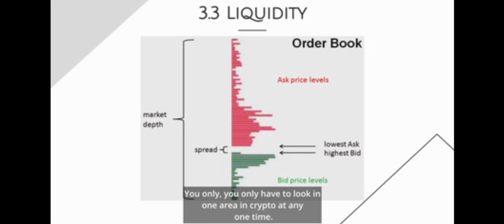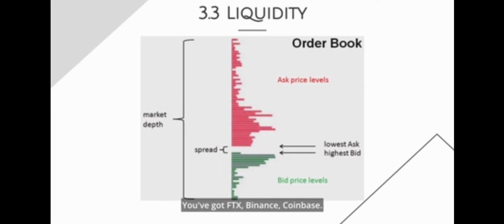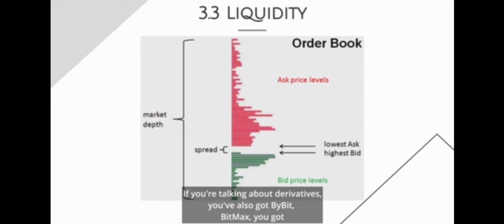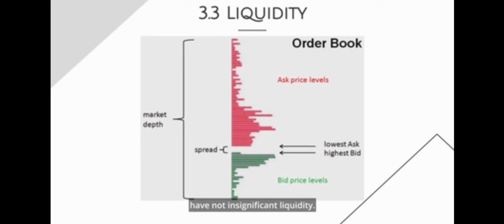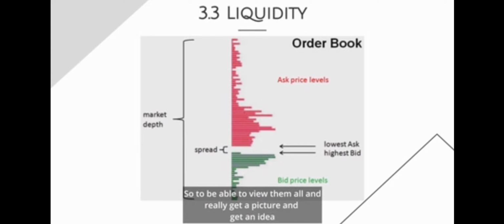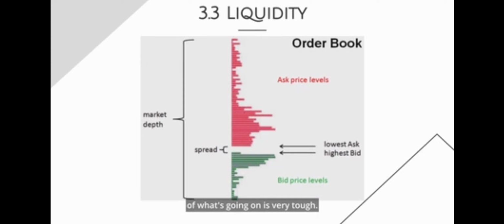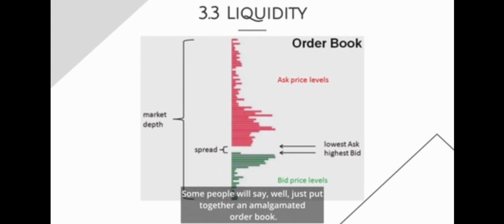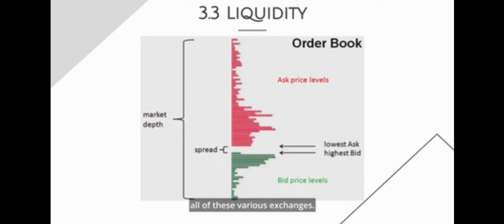In crypto, at any one time, you've got FTX, Binance, Coinbase. If you're talking about derivatives, you've also got Bybit, you've got BitMEX, you've got Bitfinex, you've got Kraken, all of which have significant amounts of liquidity. And then you have a host of other smaller exchanges like KuCoin, which have not insignificant liquidity. So to be able to view them all and really get a picture and get an idea of what's going on is very tough. Some people will say, we'll just put together an amalgamated order book. So put together an aggregated order book that shows the liquidity of all of these various exchanges.